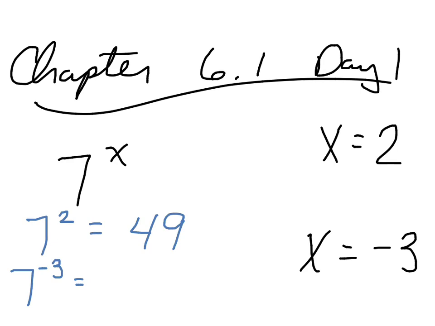To get rid of negative exponents, if it's on the top, you bring them to the bottom, and it becomes 1 over 7 to the third. And then if I know what 7 to the third is, which I think is 343, I end up with 1 over 343.